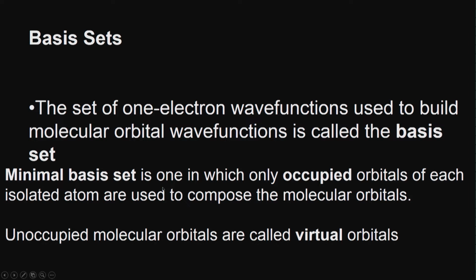You also have the minimal basis set, in which only the occupied orbitals of each isolated atom are used to compose the wave function. Unoccupied orbitals are called virtual orbitals. In the minimal basis set, only the occupied orbitals are considered; we do not consider the unoccupied orbitals. Generally, if you want to go into ab initio, it is good enough to go with the minimal basis set, because otherwise the calculations are too much to do.